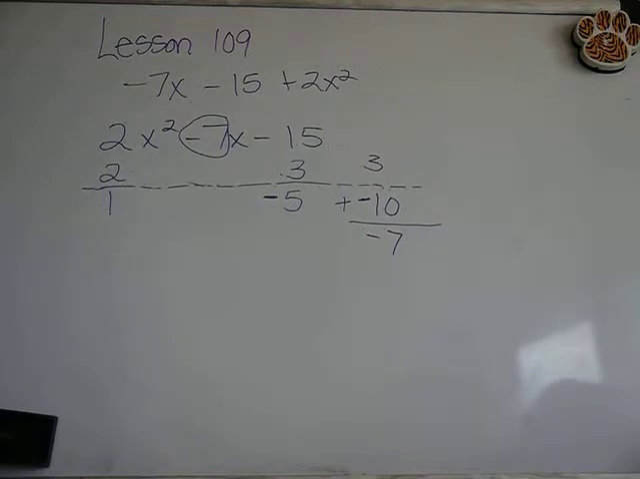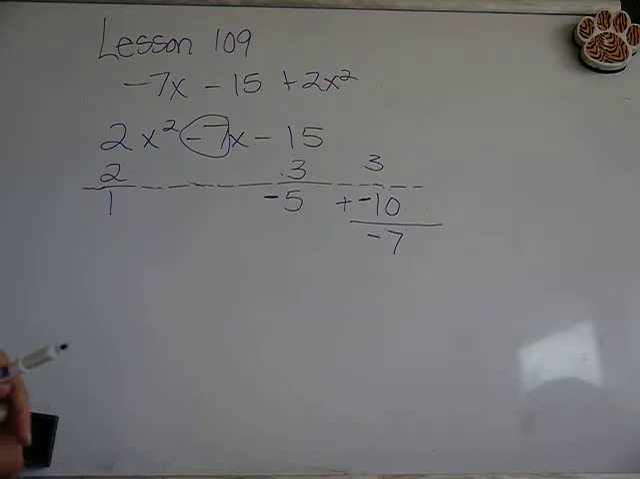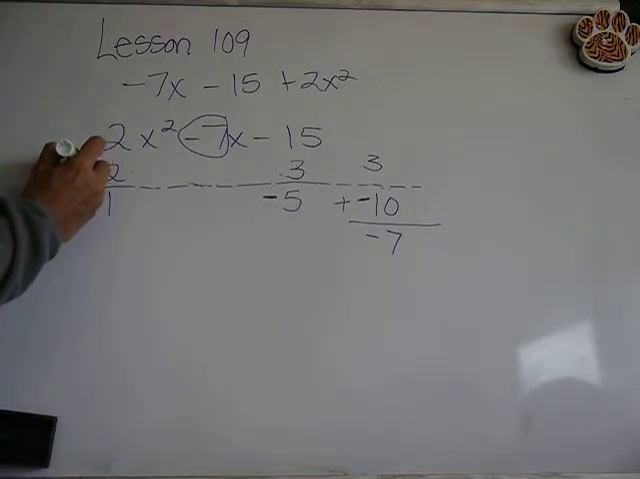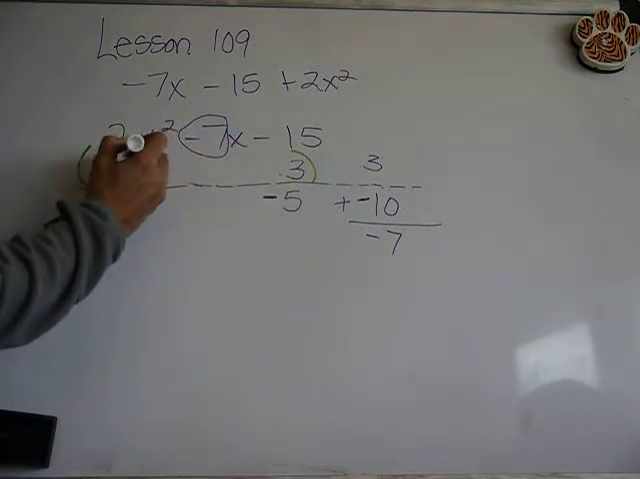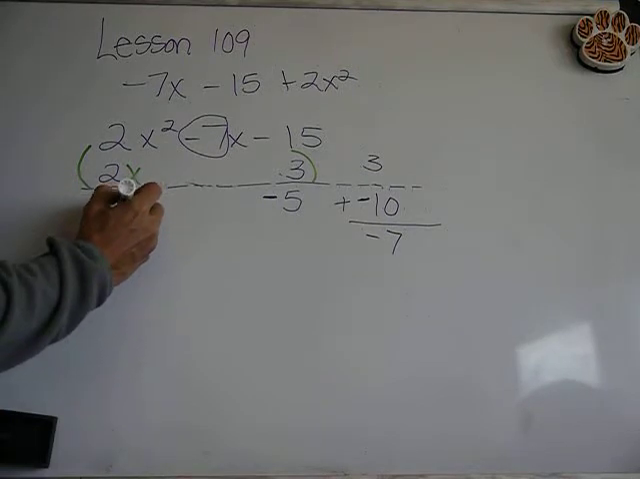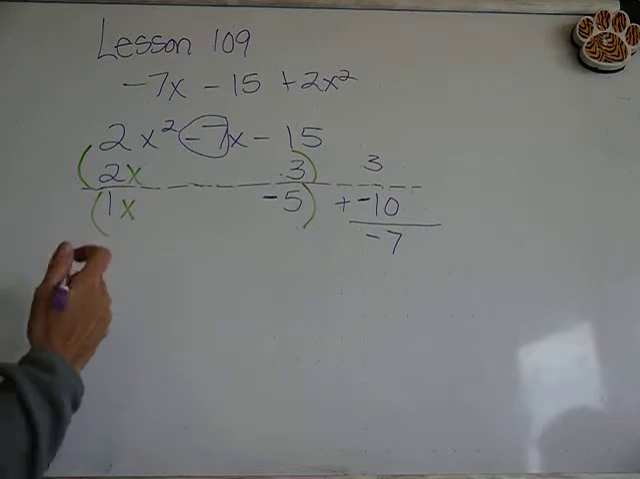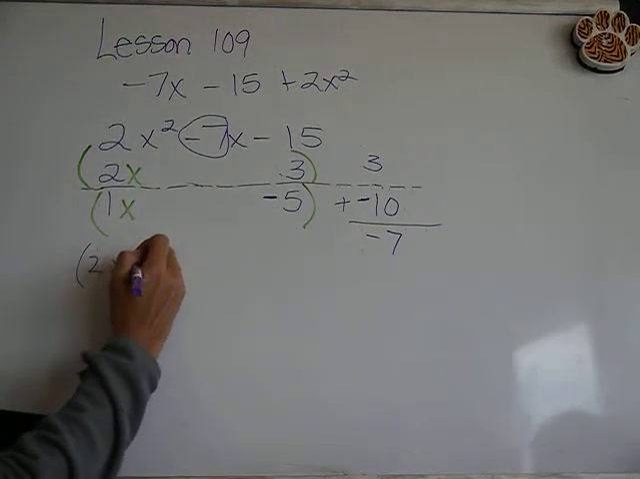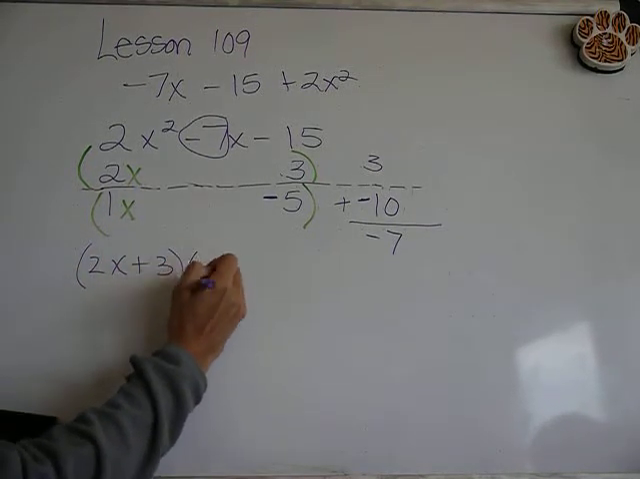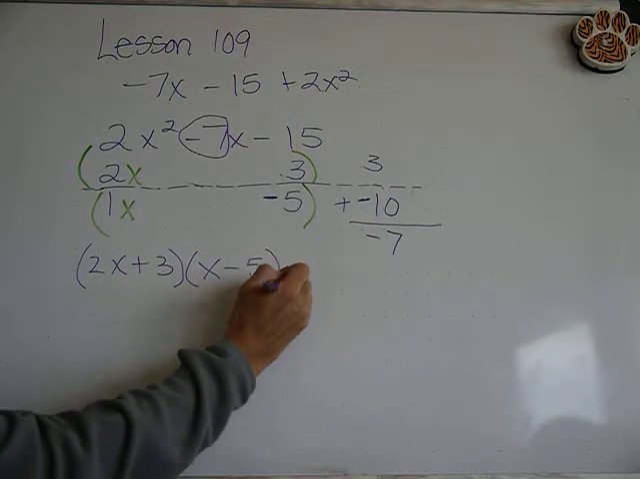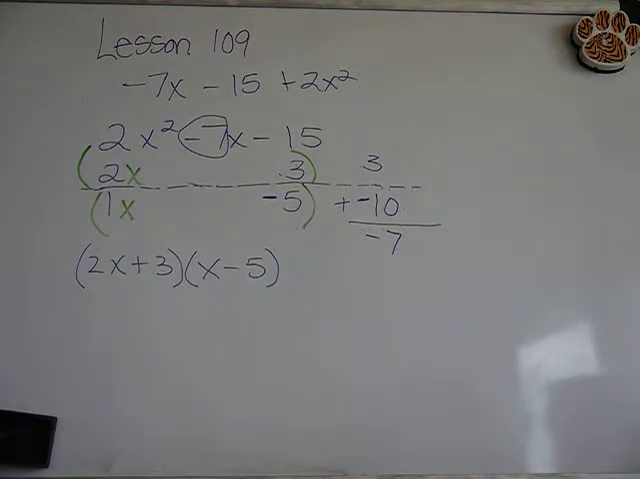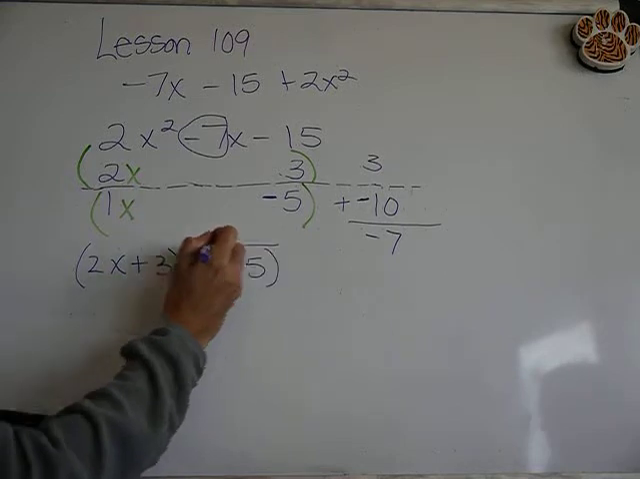Okay. Now, do you know what we have here? We have the answer. If I put parentheses around this and put an x, and parentheses around this and put an x, and now put them side by side, we have 2x plus 3 and x minus 5. Whoa. We have the factored problem.